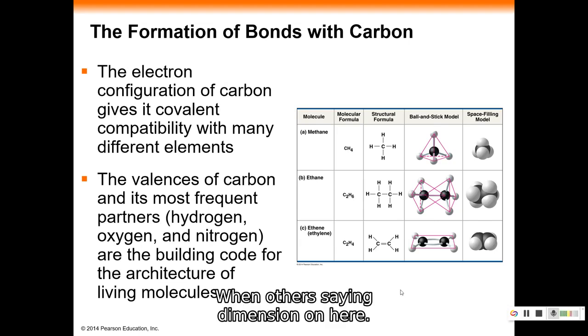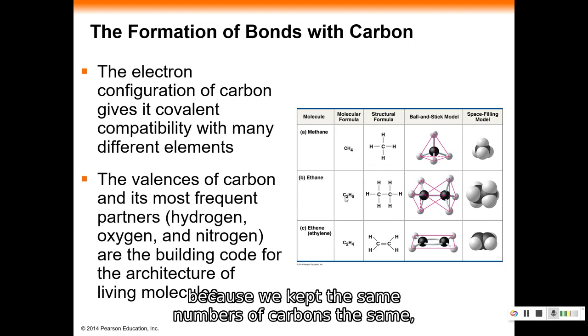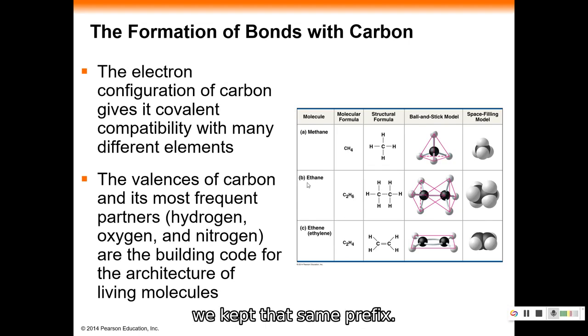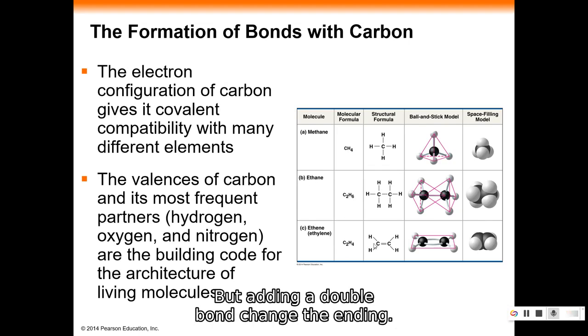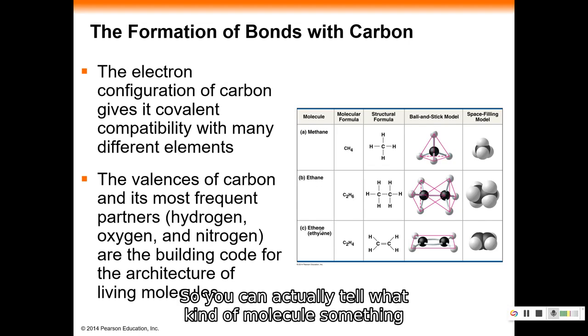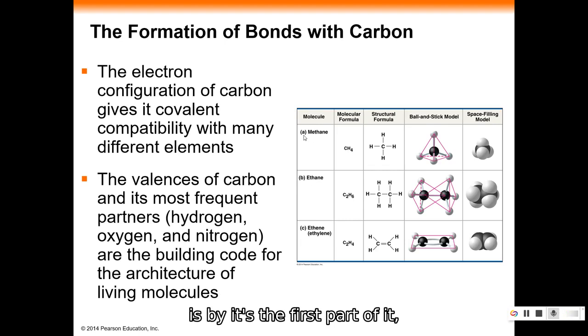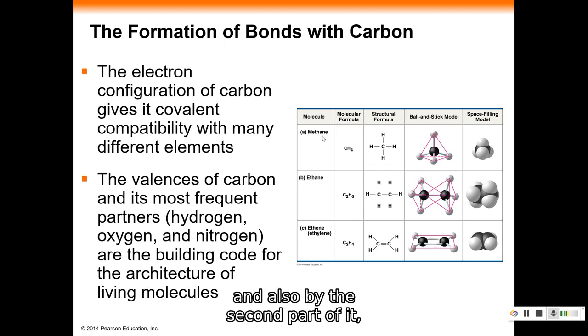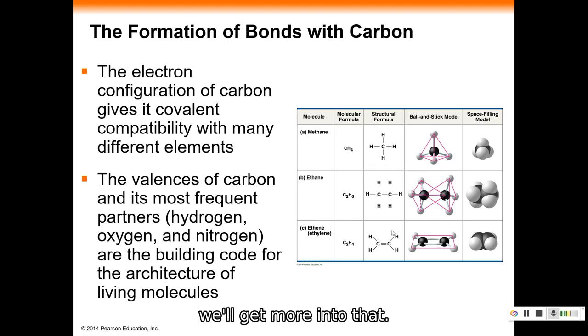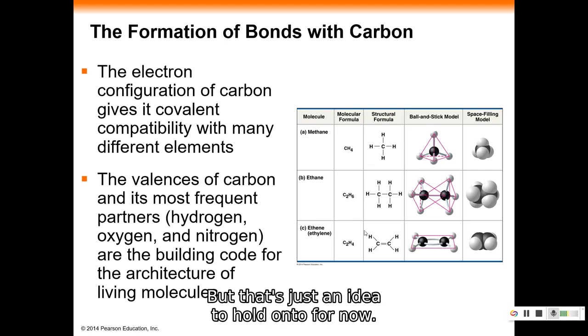One other thing to mention here: with ethane, you see this ETH prefix because we kept the same number of carbons, so we kept that same prefix, but adding a double bond changed the ending. So you can actually tell what kind of molecule something is by the first part of the name and also by the second part of it. We'll get more into that, but that's just an idea to hold on to for now.